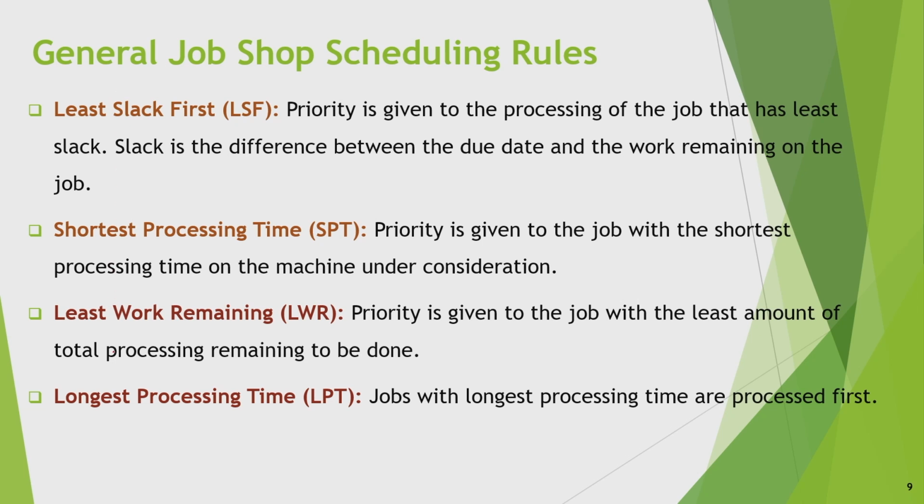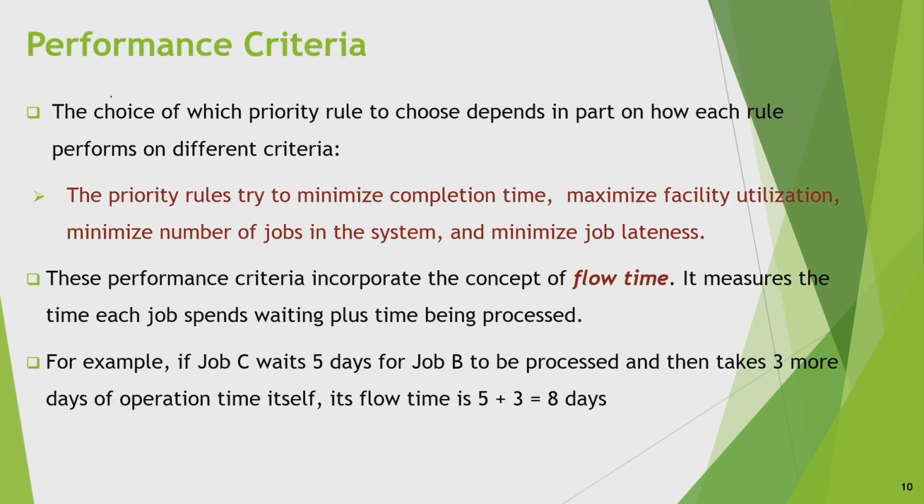And then longest processing time: jobs with the longest processing time are produced first. So these are different types of methods. Now, the choice of which priority rule to choose depends in part on how each rule performs on different criteria. The priority rules try to minimize completion time, maximize facility utilization, minimize the number of jobs in the system and minimize job lateness. These are our objectives. That is why we have to make some priority rule.